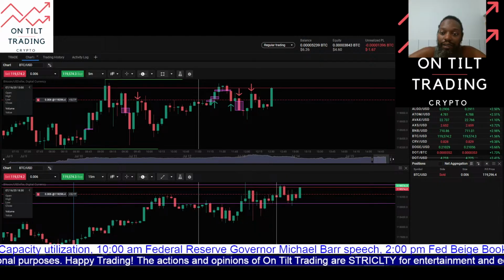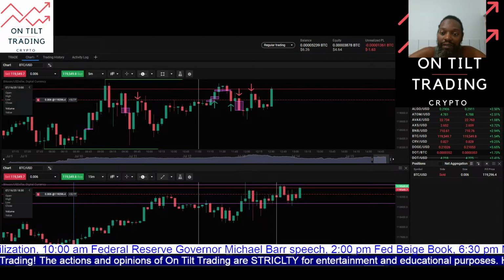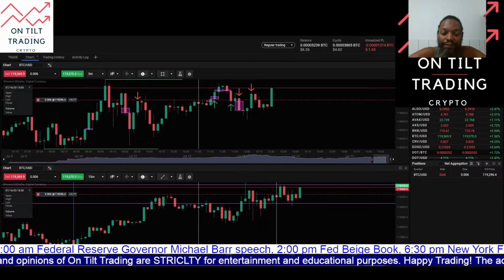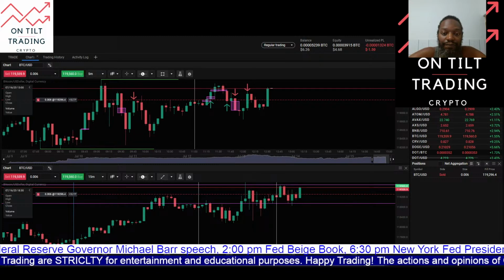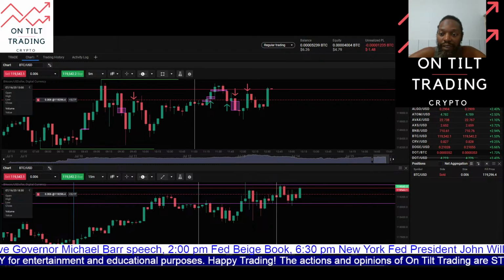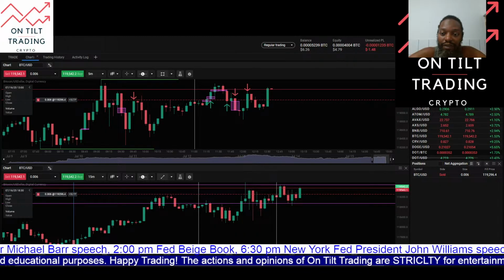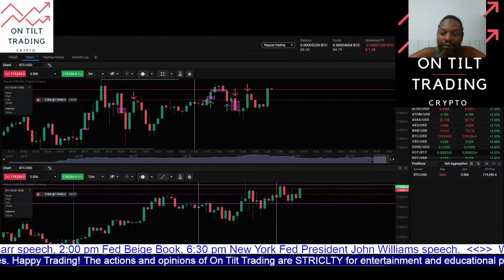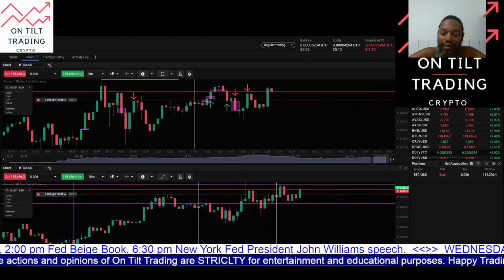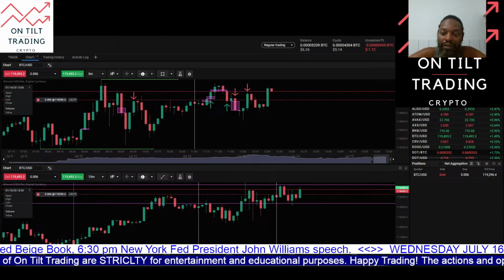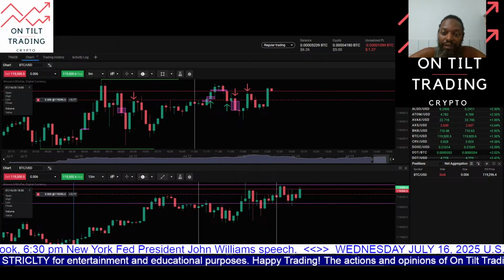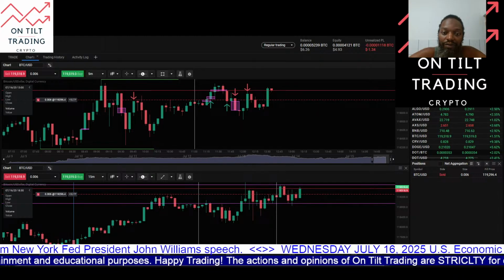Price consolidating here, 119,580, 119,550. New 5-minute candle, getting some sell side delivery here, just slightly, 119,550. 119,480, sell side delivery with speed, consolidating here at 119,500.